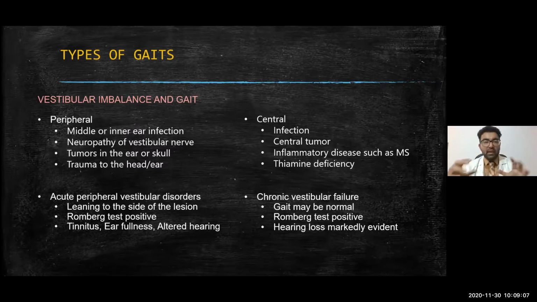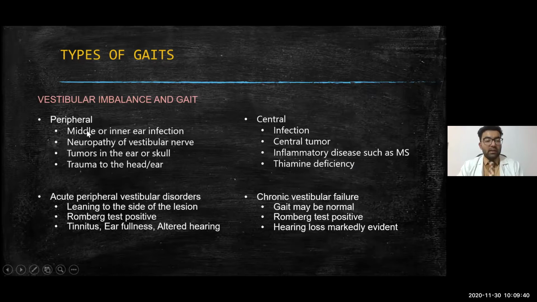So usually in the day, the patient will not have any difficulty maintaining gait, but when the patient closes their eyes or is walking in the dark, then the patient will have difficulty maintaining gait or balance. So, vestibular imbalance and gait. There are two general types of causes: the peripheral causes and central causes.